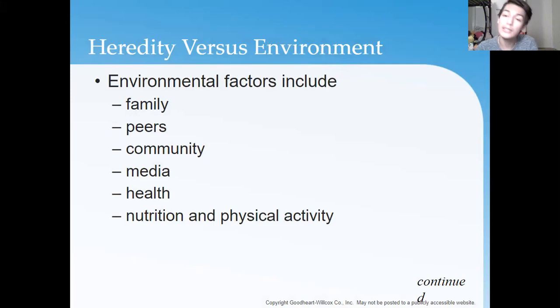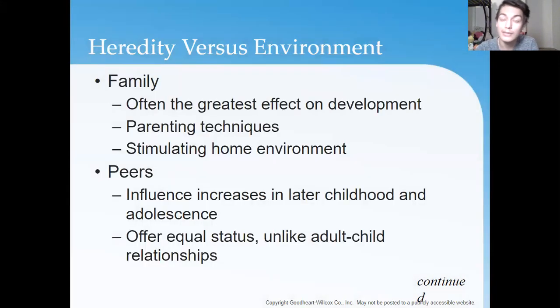And we're going to go through each one of those and how each factor can affect one's development. So family can affect one's development because everyone has different beliefs, different ways of raising children, and different cultures, different religions. So this is how it can affect one's development, because everyone has different ways of raising children and stuff like that, different techniques.